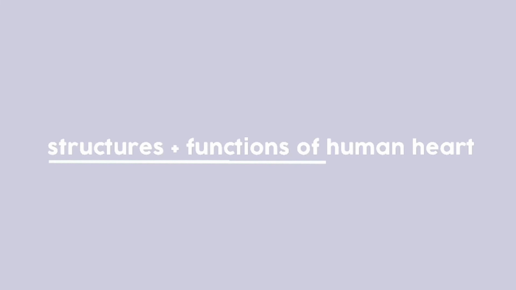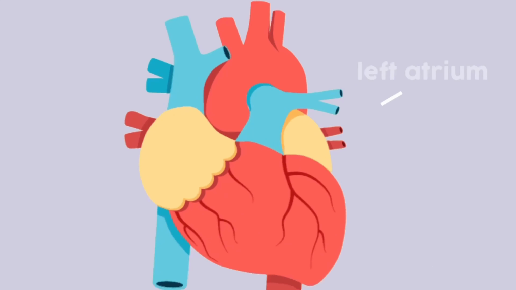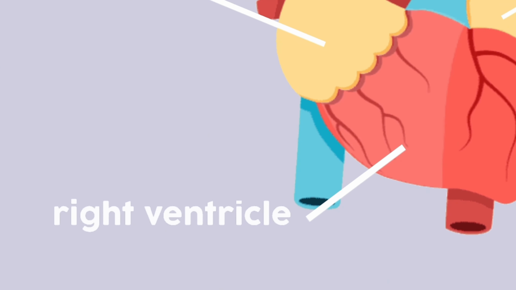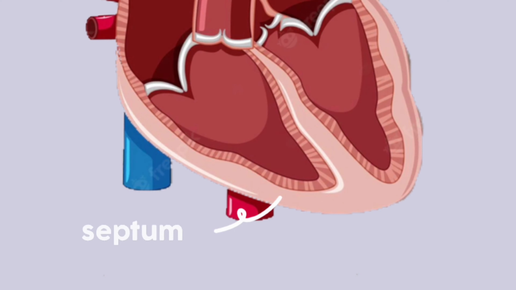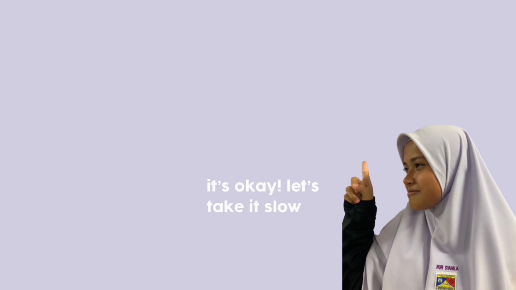Okay, so let's start with the structures and functions of the human heart. The human heart has 4 chambers: the left atrium and left ventricle, right atrium and right ventricle. We also have the septum, whose function is to separate the left side and right side of the heart. That was already hard to process. It is okay, Aisha. We will take it slow.